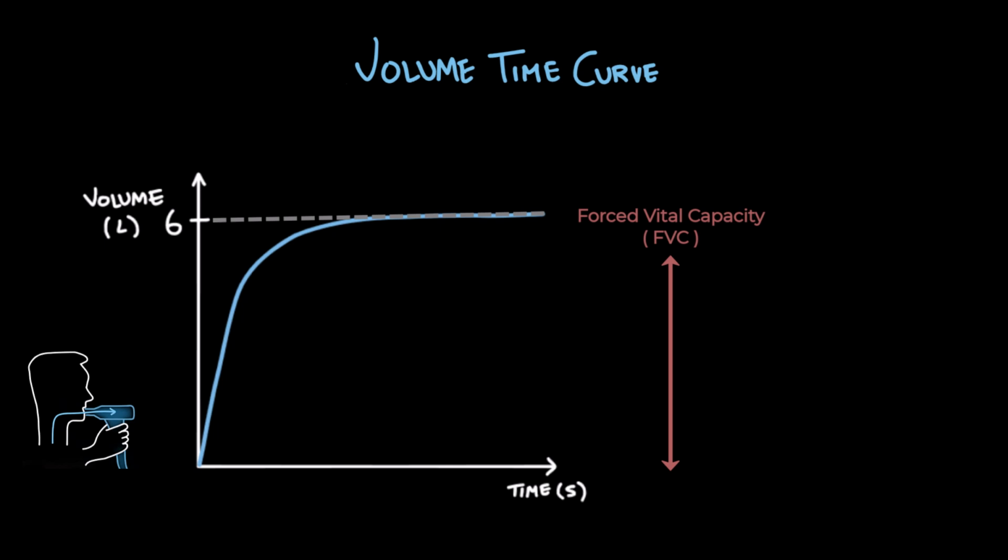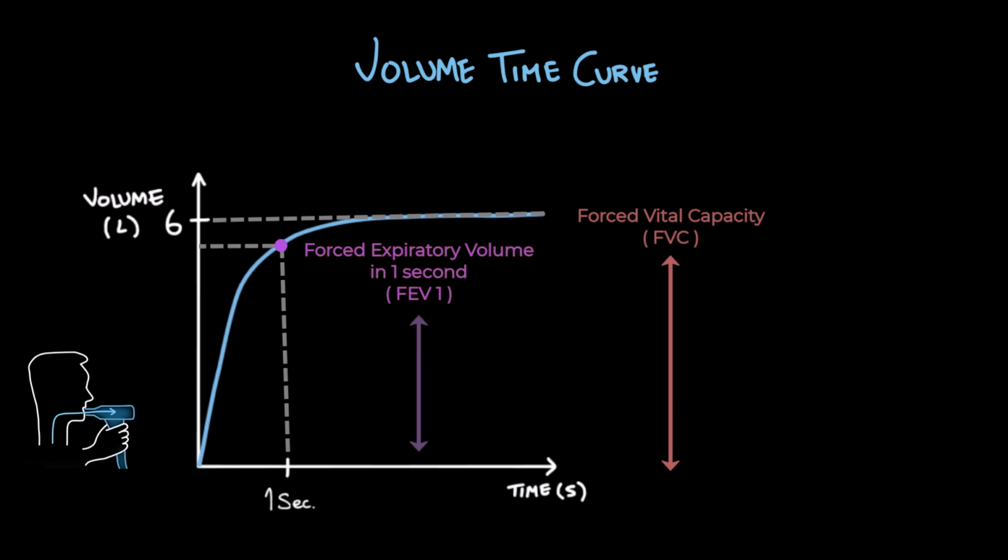Now, the measure of how much air comes out in the first second during this forced expiration is called the forced expiratory volume in 1 second, or FEV1. So imagine, you take a big breath in and then blow out hard and fast. The measure of how much air comes out in the first second is the FEV1. This is also an important measure, because it tells us how fast air is coming out of our lungs and how quickly your lungs can empty.